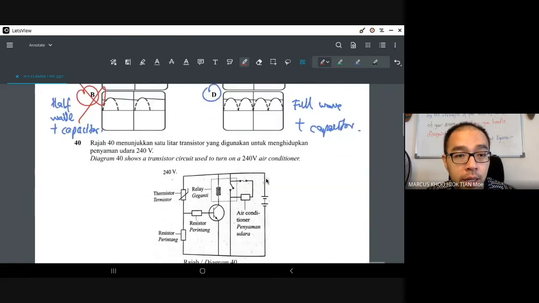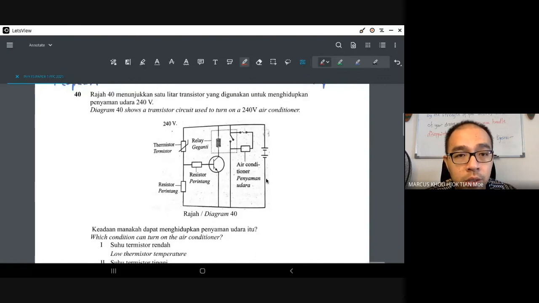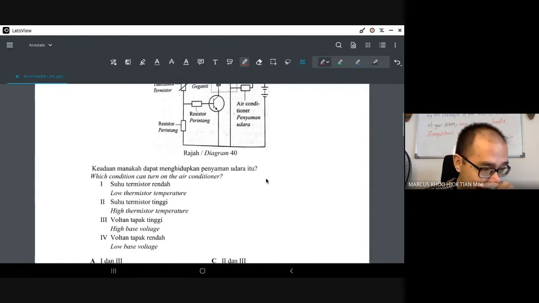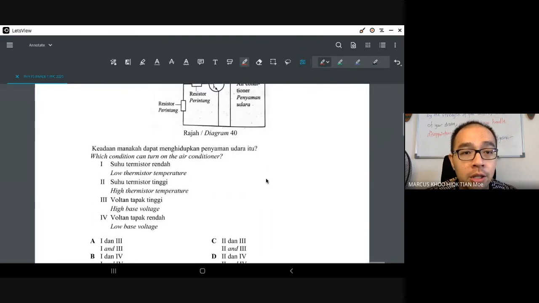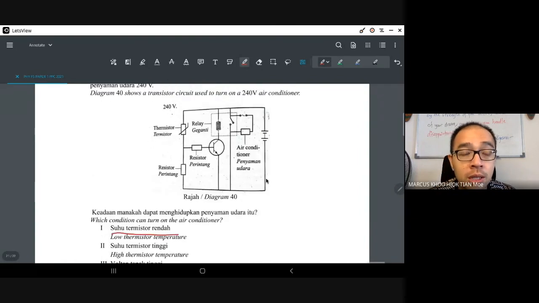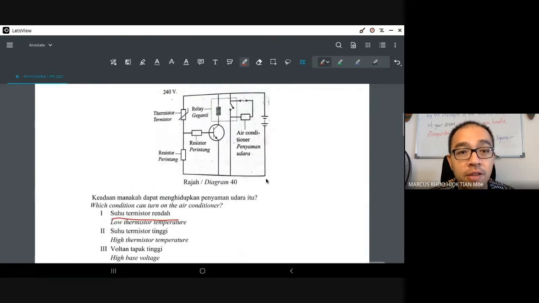Okay. All right. Last question. Transistor. The transistor circuit shows how to turn on a 240 volts air conditioner. Which condition can turn on the air conditioner? The thermistor temperature is low. Logic will tell you that if the temperature is low, why do you want to turn on the air conditioner, right? Why would you want to turn on the air conditioner if the thermistor temperature is low? Doesn't make sense at all.